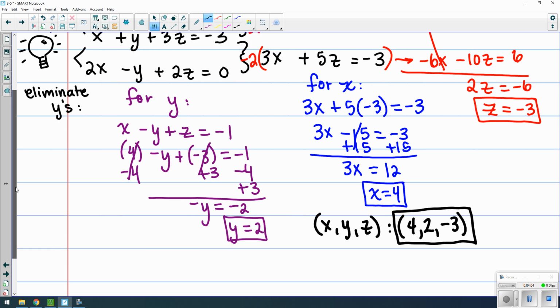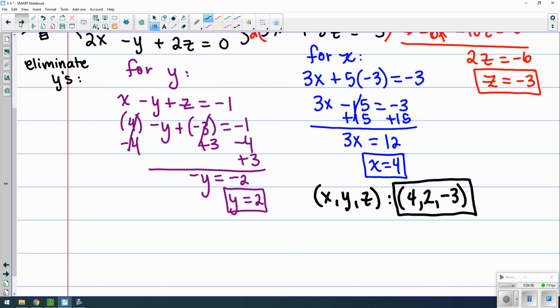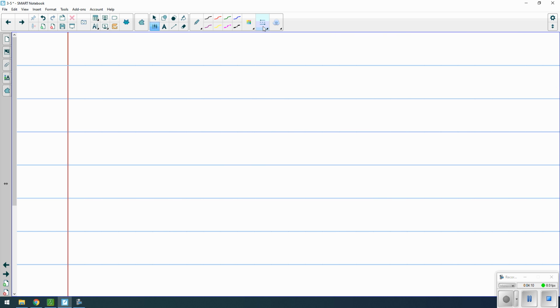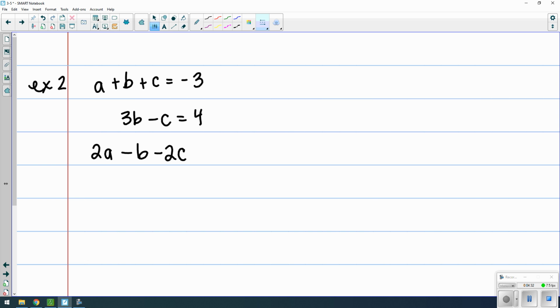Let's try another one. I'm going to turn the page. You might need a new page too. My next example, which I'm going to label as example 2, is a plus b plus c is equal to -3. 3b minus c is equal to 4. Third equation, 2a minus b minus 2c is equal to -5.